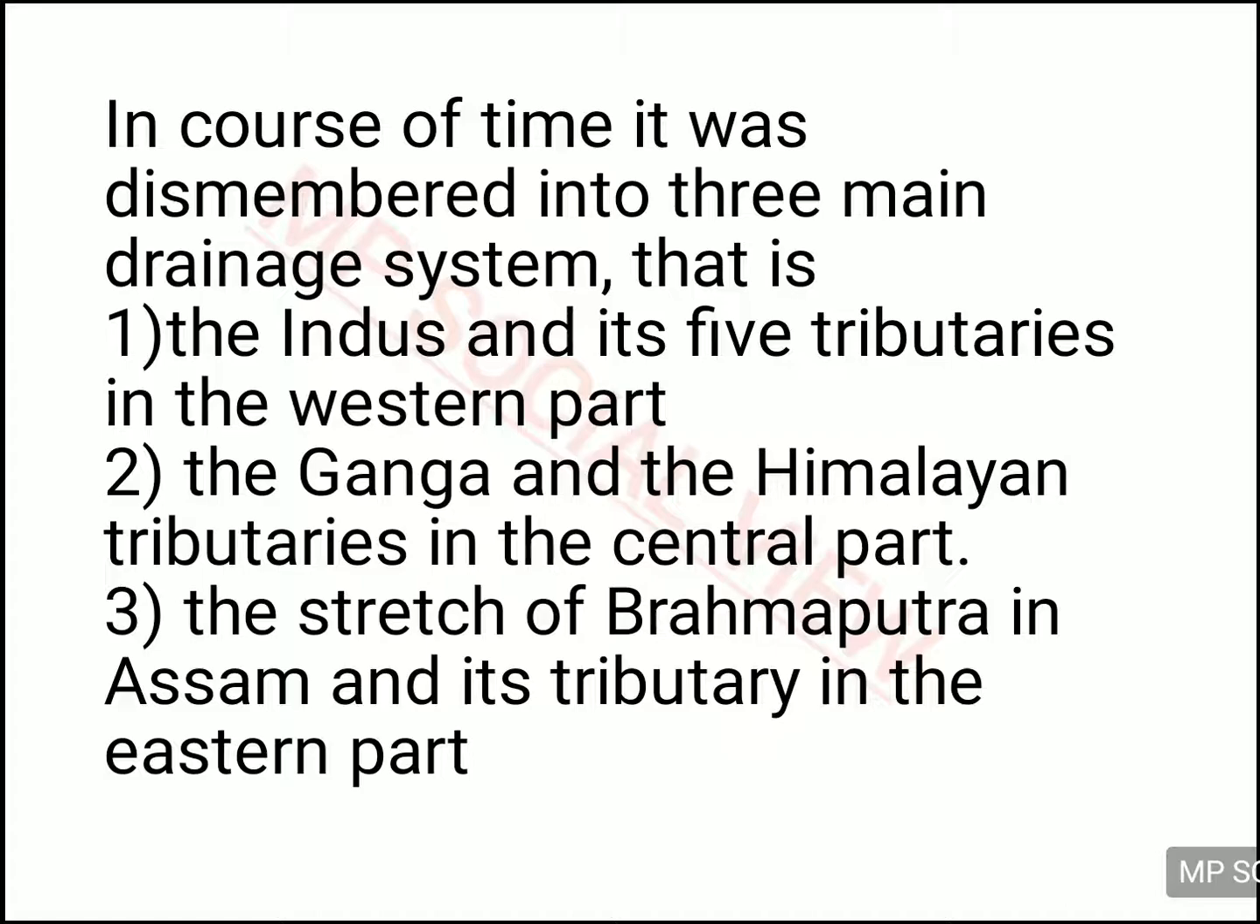Then what happened in course of time? With time passing, this river was dismembered, broken into three parts, and they became three rivers. The first river was Indus with its 5 tributaries, the second river was Ganga with its tributaries, and the third river was Brahmaputra with its tributaries. Indus was on the westernmost side of India, Brahmaputra on the easternmost side, and Ganga was in between Indus and Brahmaputra.